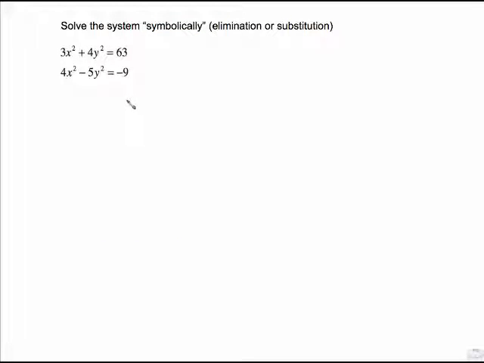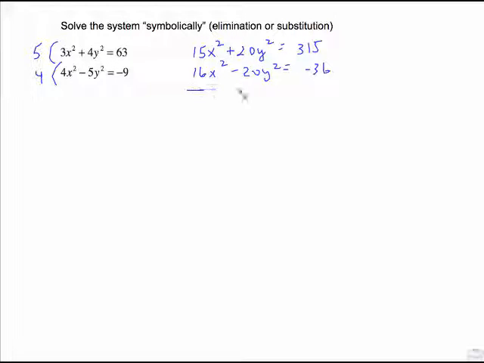The last one was pretty easy to just add them together and they canceled out. This one we need to do a little bit of multiplying, and what I notice is that for the y's, they are already opposite signs. So I choose to multiply this by 5 and multiply this by 4. So I have 15x squared plus 20y squared equals 315. Multiply through by 4 is 16x squared minus 20y squared equals negative 36. Now when I add, the y squareds cancel. I have 31x squared equals 279.